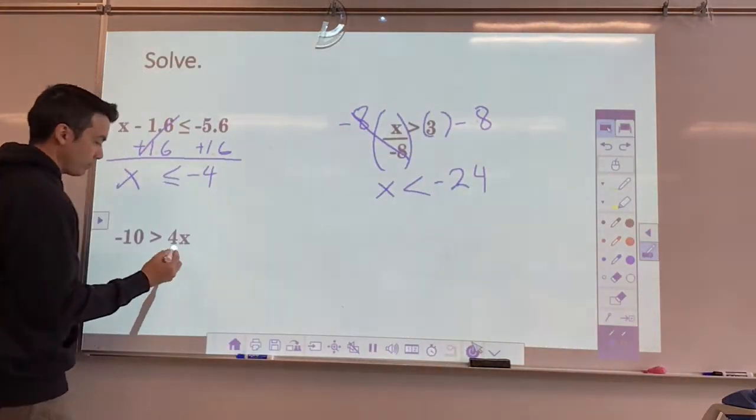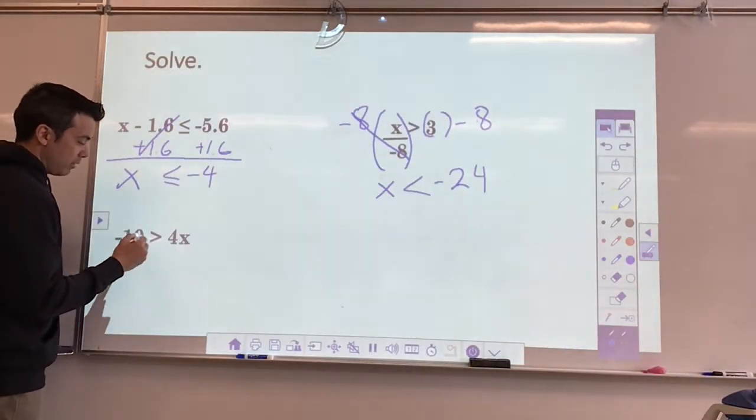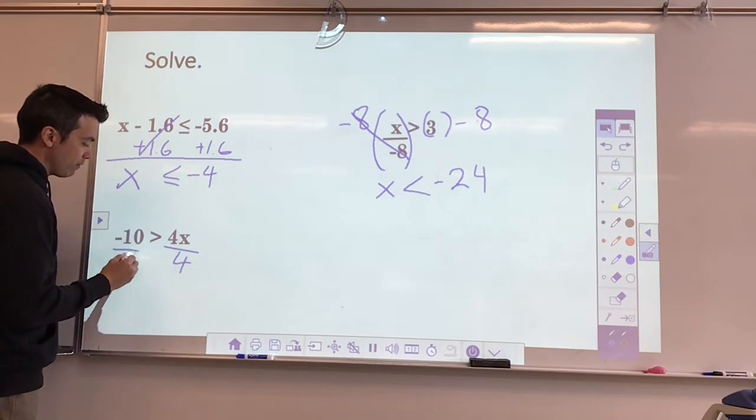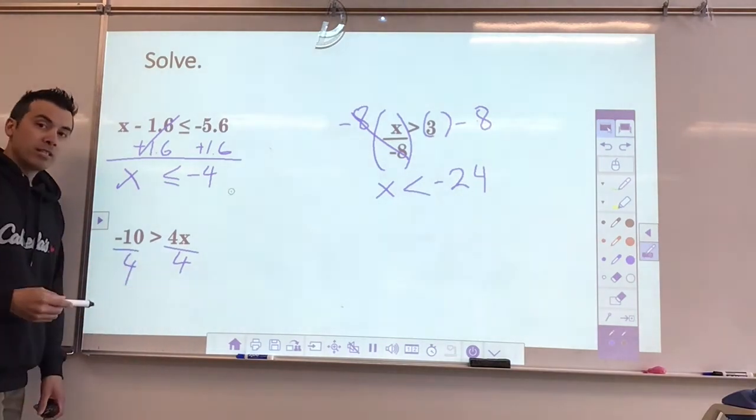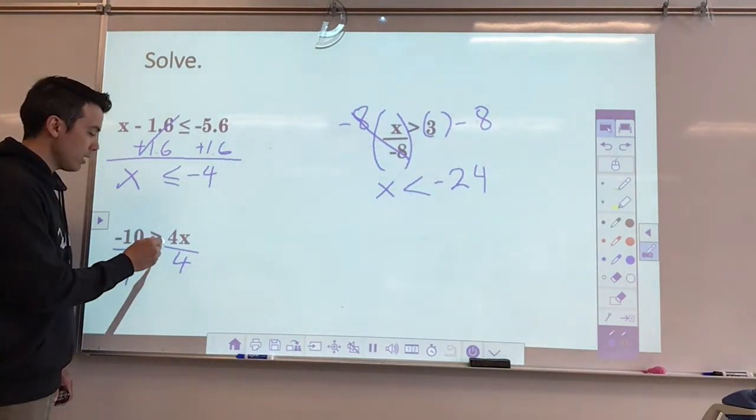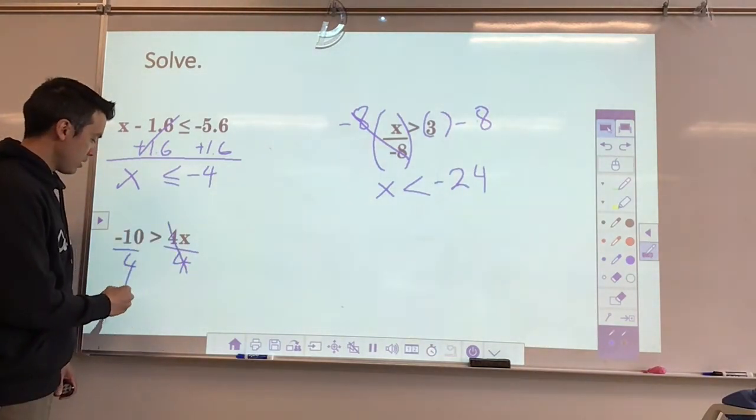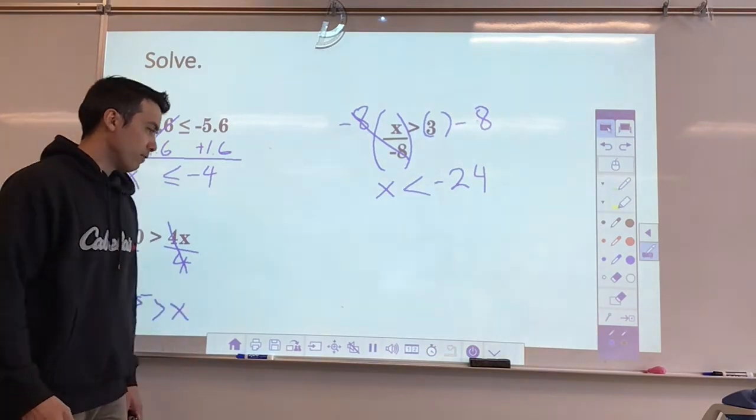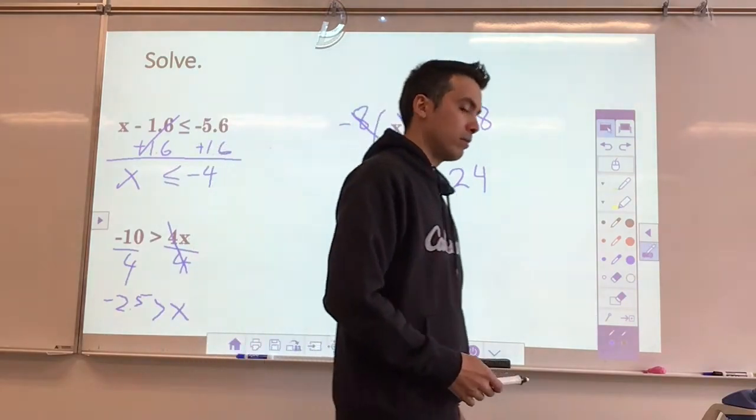Last one. I have -10 is greater than 4x. I'm going to divide both sides by 4. Since I divided by a positive number, I'm not going to switch the inequality sign. And I just get -2.5 is greater than x.